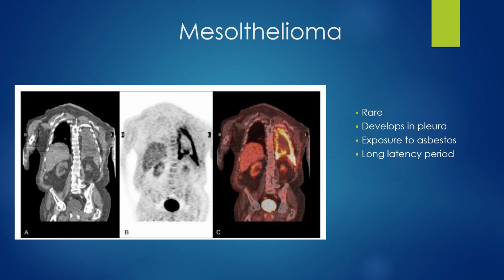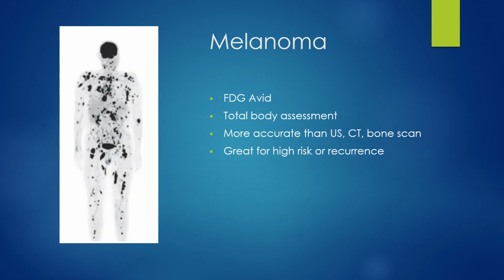Mesothelioma is rare, but as rare as it is, you'd still see it fairly often with PET. I guess it depends on what area of the country you're located in as well. But it is considered rare. It develops in the pleura of the lungs in people who are exposed to asbestos, and it has a really long latency period before it becomes malignant.